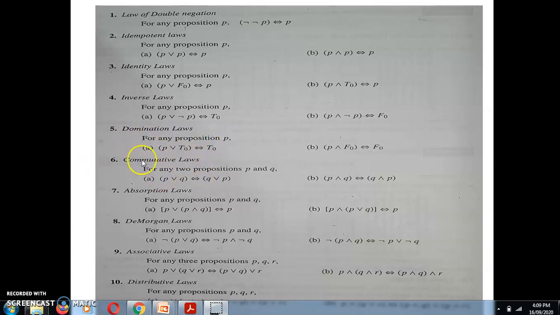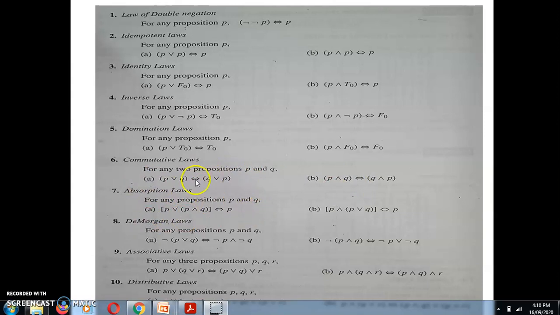The commutative law is just a swapping of those propositions. Swapping means p or q is equivalent to writing it as q or p. And similarly, p and q, you can even write it as q and p. Why is this law in this manner? Sometimes while solving a problem, we need to adjust in this manner, so that's why the commutative law will help you at that time.